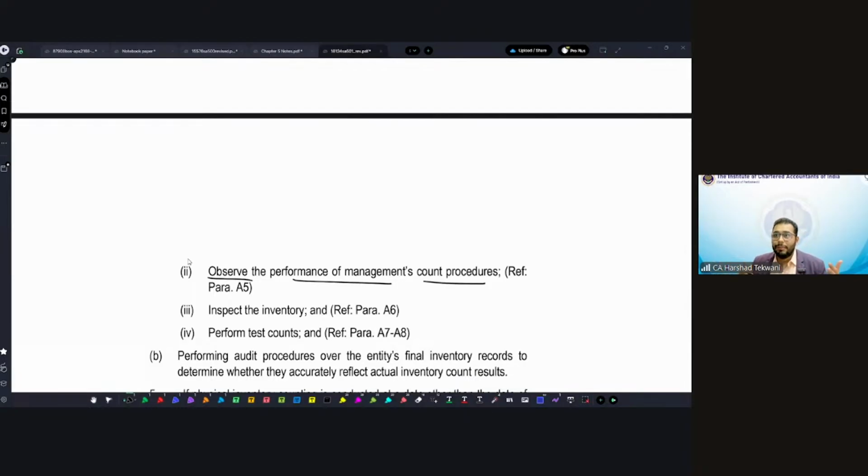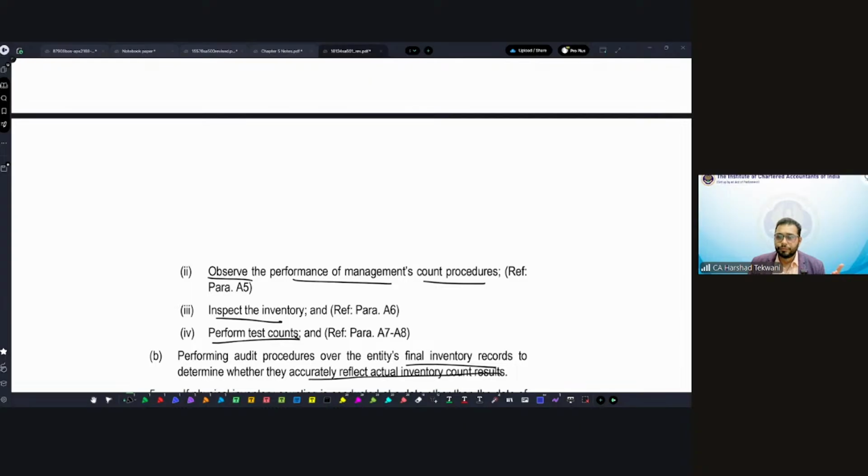For example, if a third party is coming, you should be satisfied with how they are performing. Even though I am there, they are otherwise following the instructions and are able to perform the inventory count appropriately. That's the comfort you need for the control. Inspect the inventory yourself and perform a test count. This is just for control purposes. Once you have comfort on the control, you need to think of the final inventory records: after performing all the counts, whether they accurately reflect the final inventory count or not. If there are differences, whether the differences are adjusted or not.